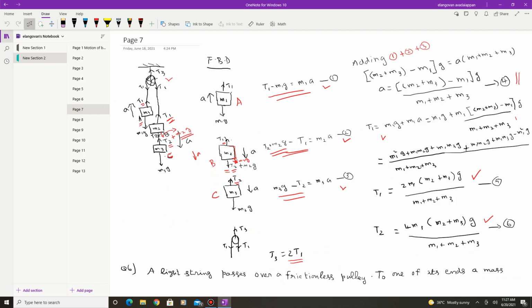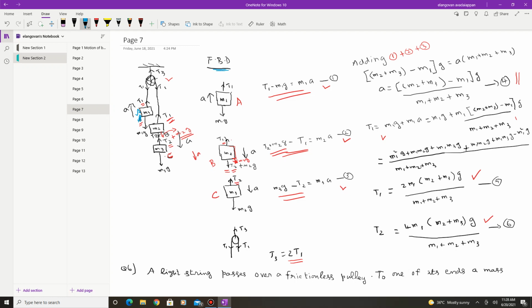Now let us consider another type of problem. Here there are two blocks of mass M1 and M2 which are connected by a string. On the left side there is only one mass, which has a mass M1. You consider this as block A, with mass M1. Now again, as before, you can draw the free body diagram.